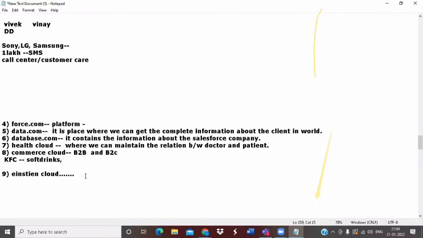Einstein Cloud. Einstein Cloud means the combination of AI plus IoT. What does IoT stand for? Internet of Things.